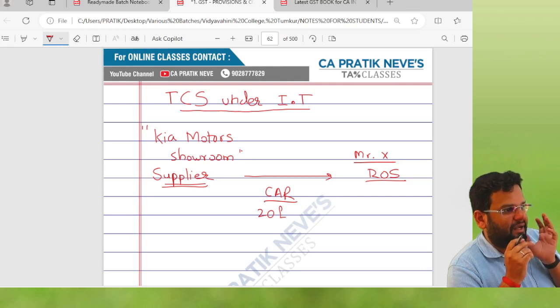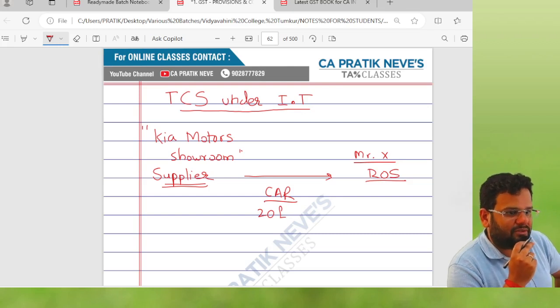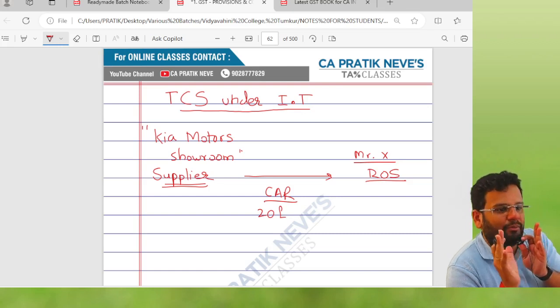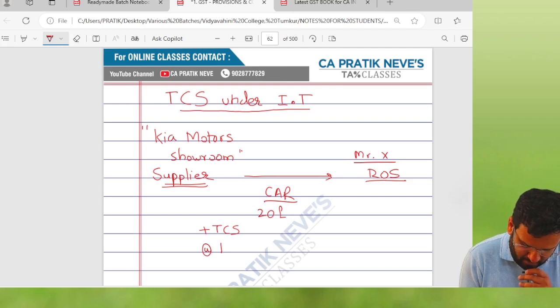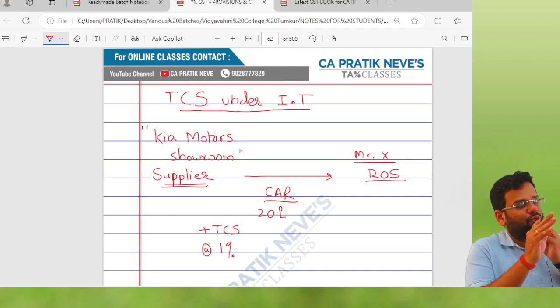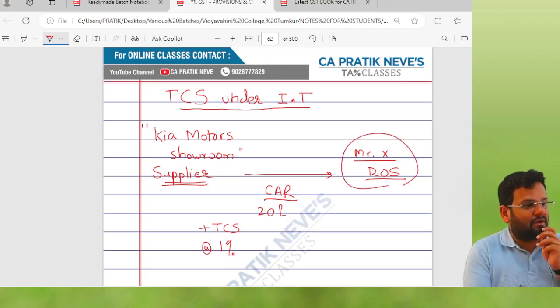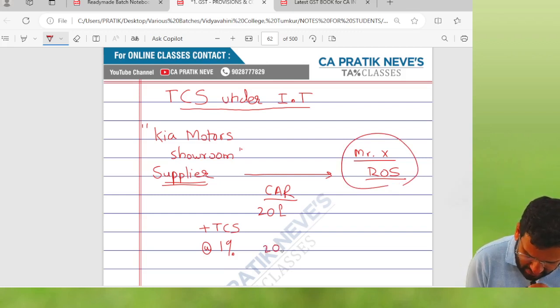government says that actually whose income it is when car is sold? Supplier's income. But government says fine, it is supplier's income, agreed. We don't have problem with that. But government says there will be tax collected at source at 1% on such transaction. So in very few transactions TCS applies. So from customer, this car dealer will not collect 20 lakh rupees. He will collect 20 lakh plus 20,000, that is 20 lakh 20,000.